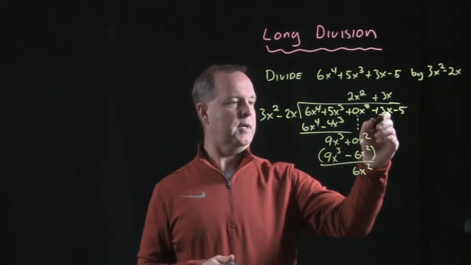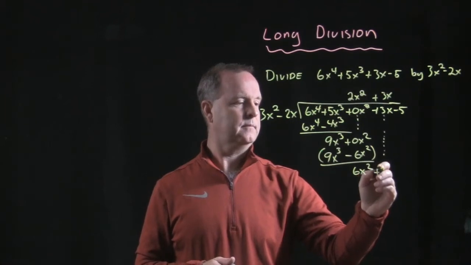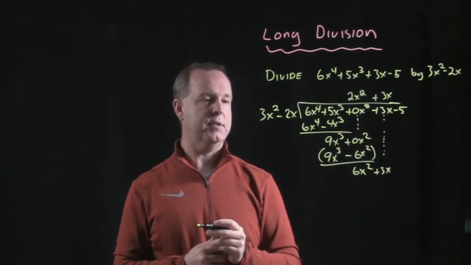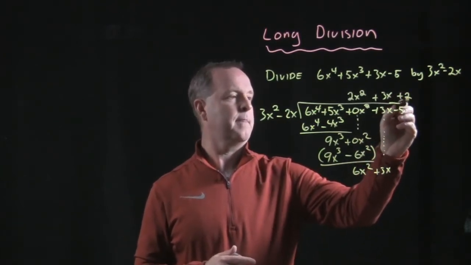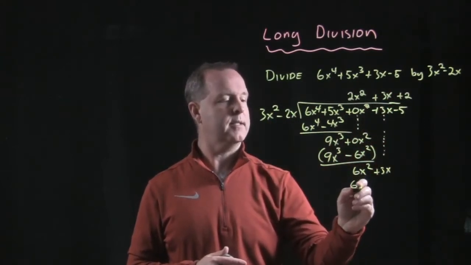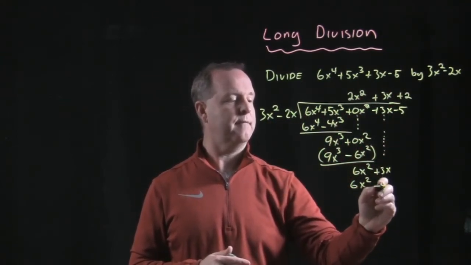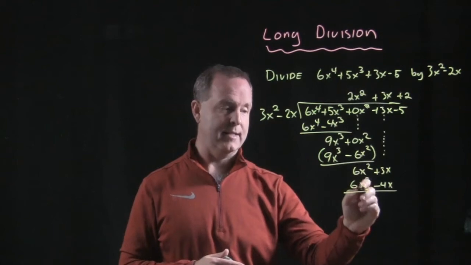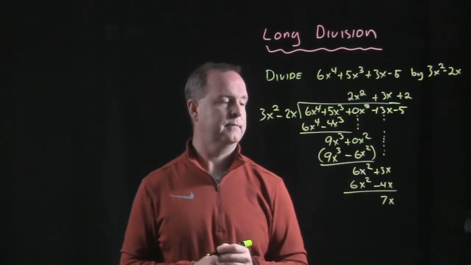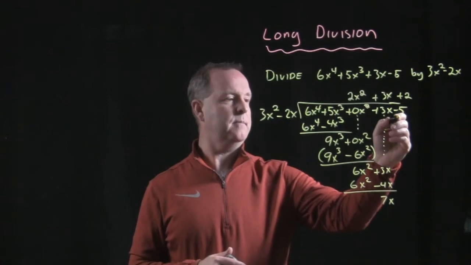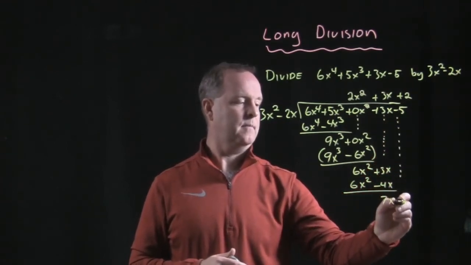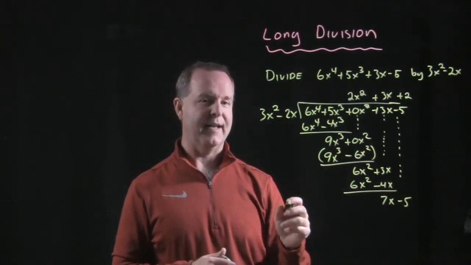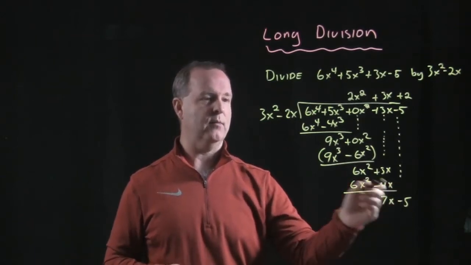Drop down, what's next term? Drop down the 3x. Let's do it again. 3x squared divided into 6x squared produces just a 2. 2 times a 3x squared is a 6x squared. 2 times a negative 2x is a negative 4x. Subtract: 3x minus a negative 4x gives me a 7x. Drop down my last term, which is a negative 5. There's my remainder. I can't find any 3x squared that divides into 7x. So here's my complete remainder.